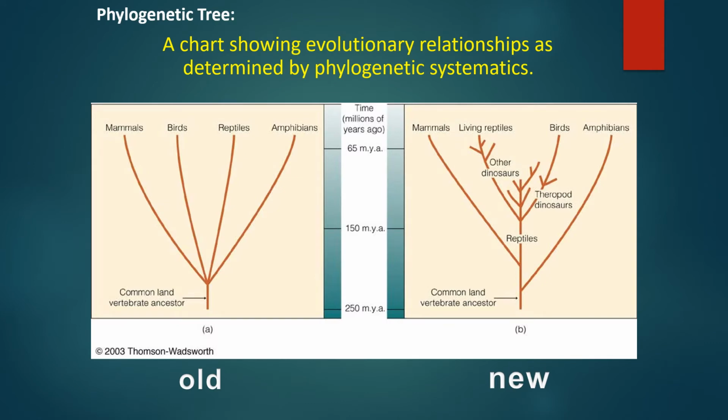So this is a phylogenetic tree showing the evolutionary relationships as determined by what we call phylogenetic systematics, right?